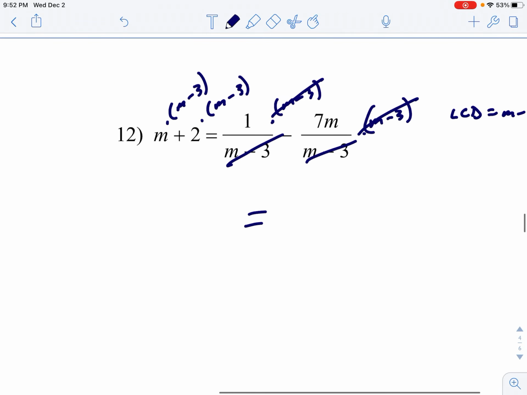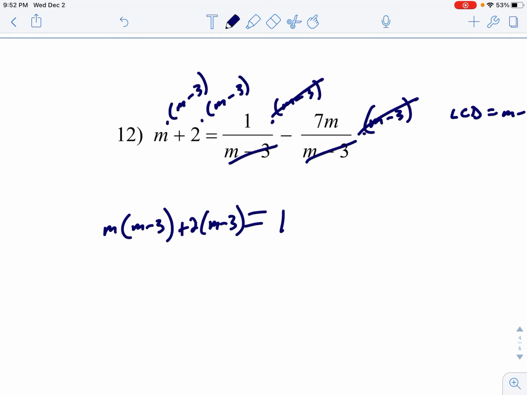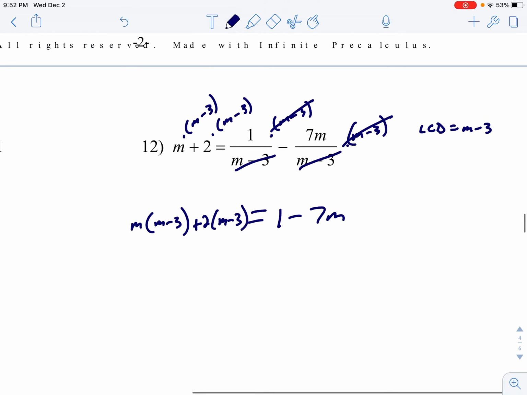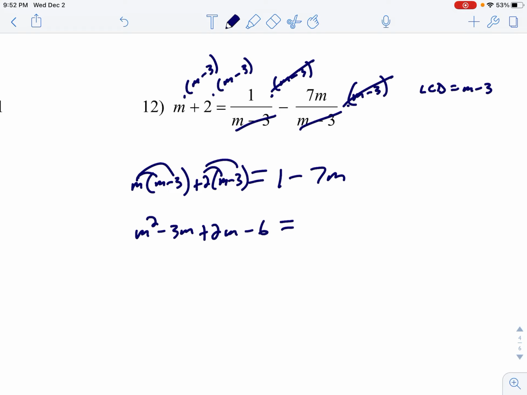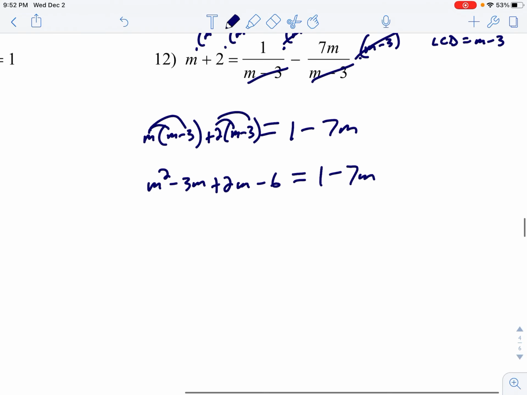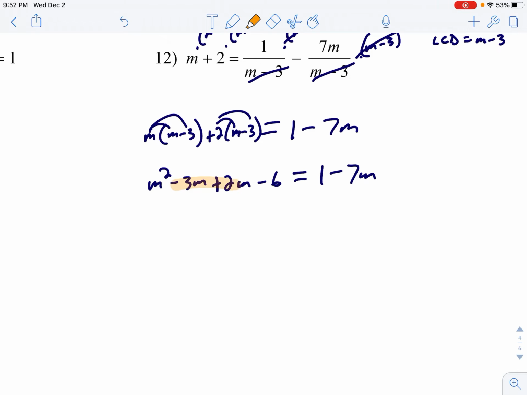On the left, nothing really cancels, so I'm just going to bring down m times m minus 3 plus 2 times m minus 3 equals 1 minus 7m. And let me clear that up a little bit. So do you see what all happened there? Now, distribute this, m squared minus 3m. Distribute that, plus 2m minus 6 equals 1 minus 7m. Those are like terms. M squared minus 3 plus 2 is minus 1.